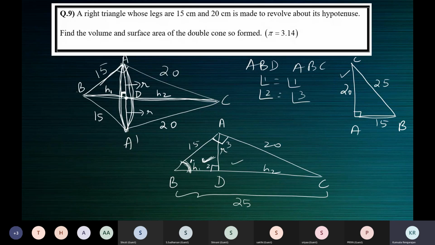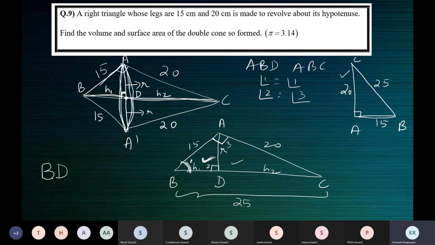See here, this is the small triangle. I told you small triangle and whole triangle. In the small triangle, B is the common angle. D is the vertex containing the hypotenuse. Oh, sorry. D is the vertex containing the right angle.